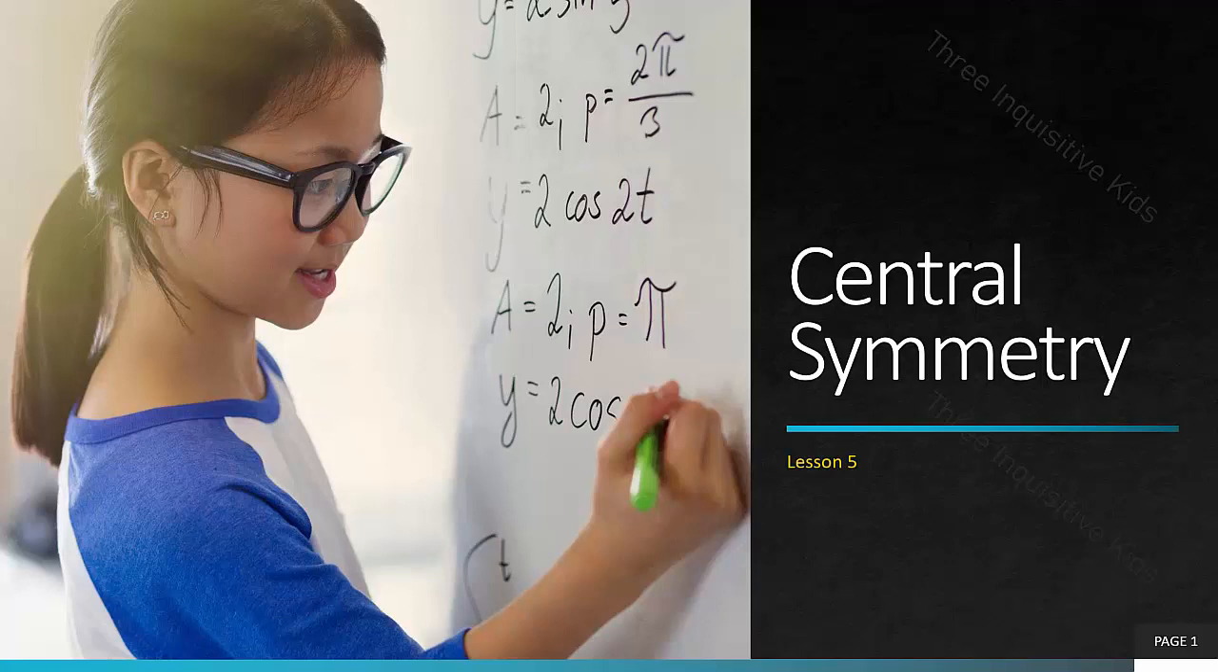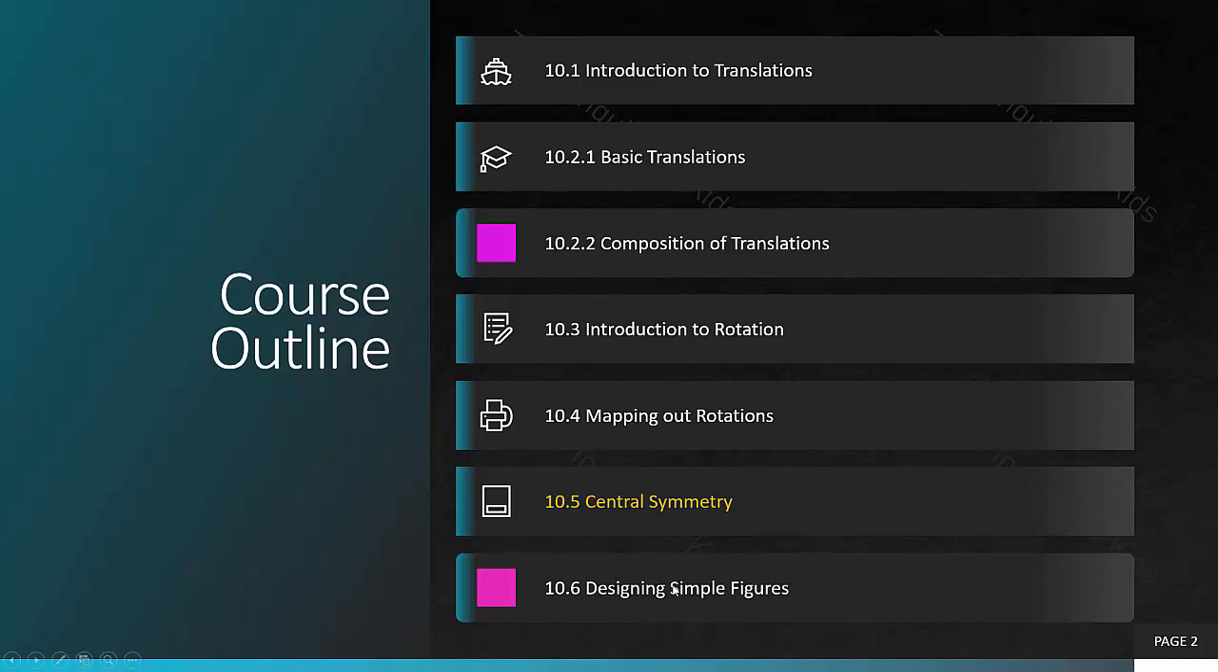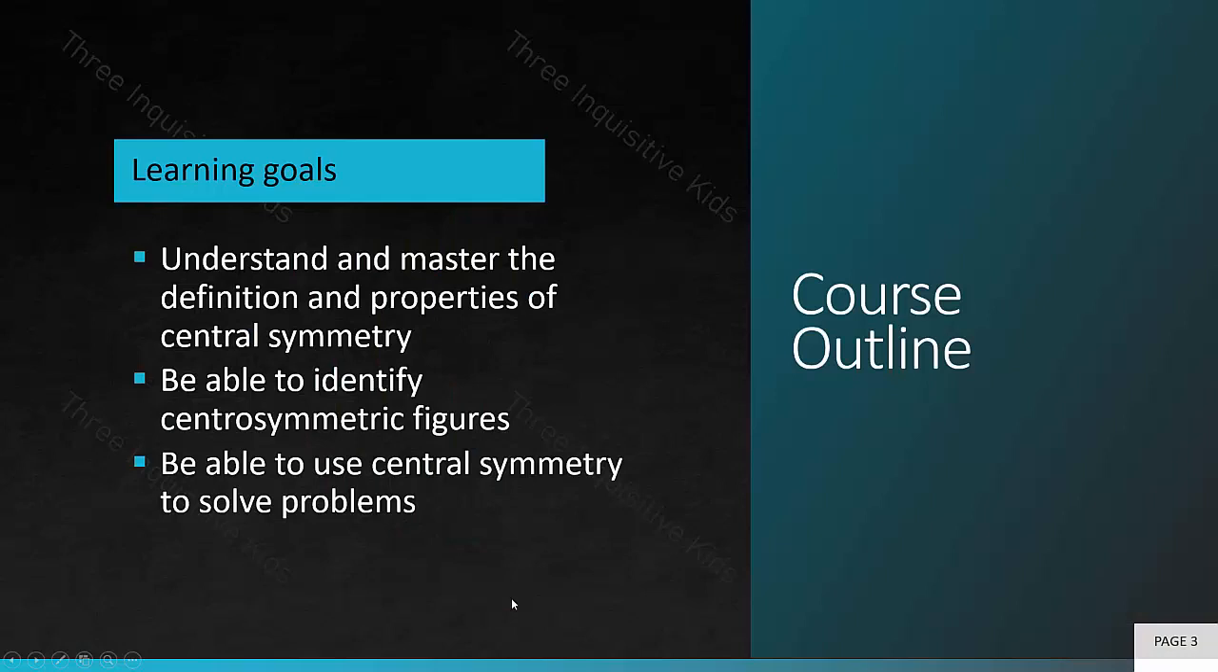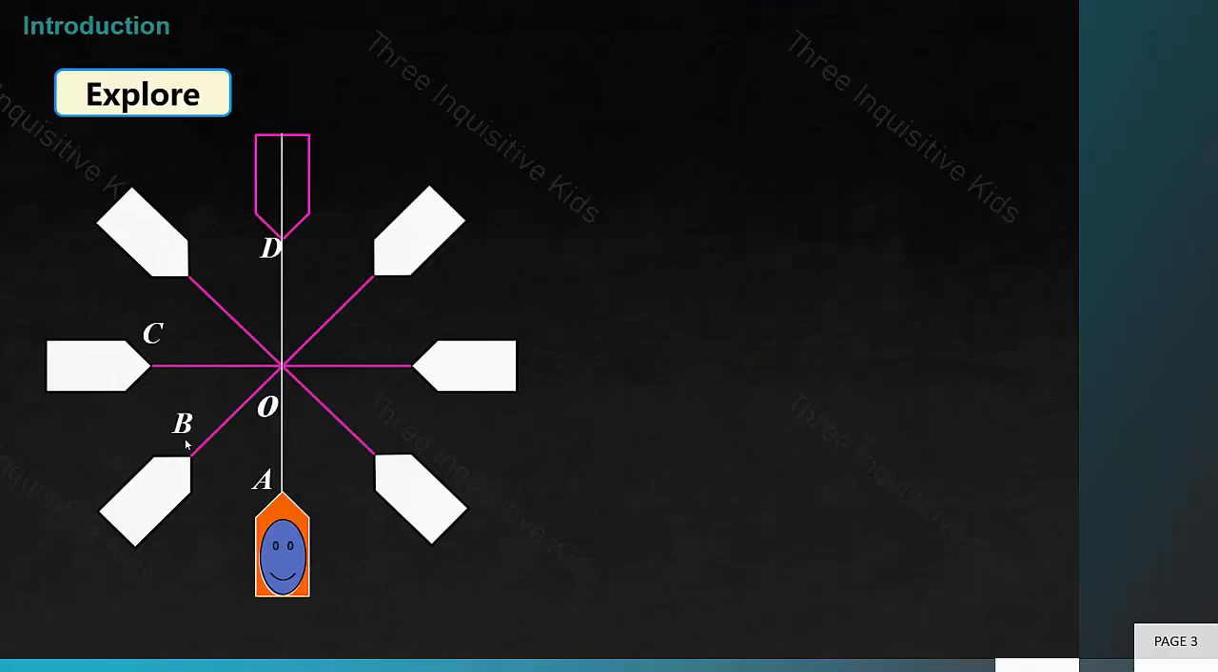This video is all about central symmetry. Here's our course outline for this chapter. Again, this is our second to last lesson of this entire chapter. Our learning goals for today are to understand and master the definition and properties of central symmetry, to be able to identify central symmetric figures, and to be able to use central symmetry to solve problems.